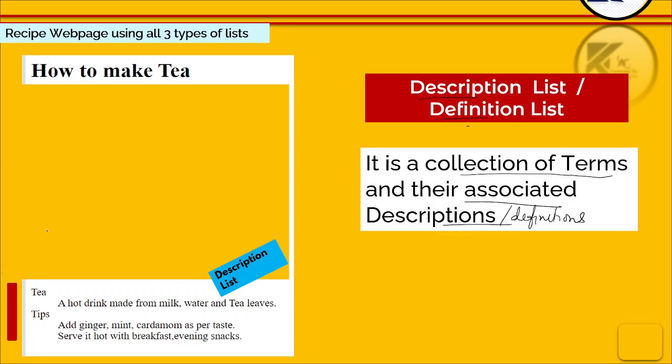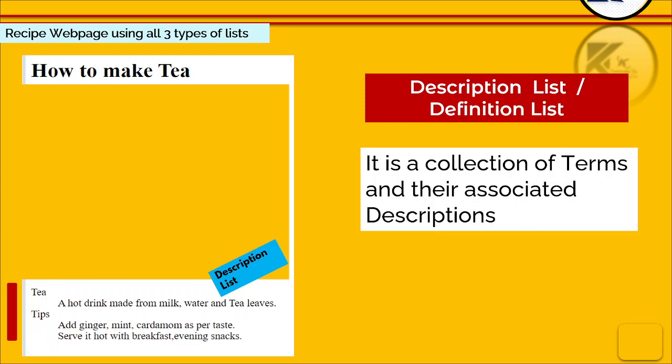Now, like here, this is a term, and this is its associated description, or you can even call it a definition. But description sounds more meaningful because, like here in the tips section, we are giving some additional description. So these are not definitions, but we are describing certain things. So this section is basically a description list.